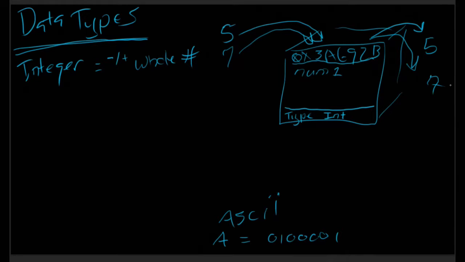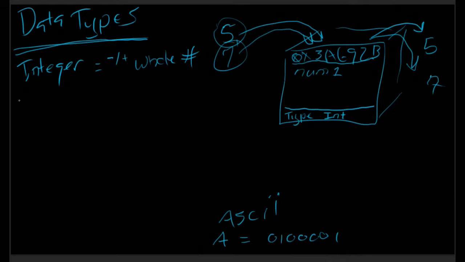We can replace the value in that box, but we can't have multiple values in that box. We can't say num1 is going to be 5 and 7. It can't do that because this box can only hold one value. Hence, it's num1, the first number, in our explanation here. So we have the data type of integer, and that's your whole number.